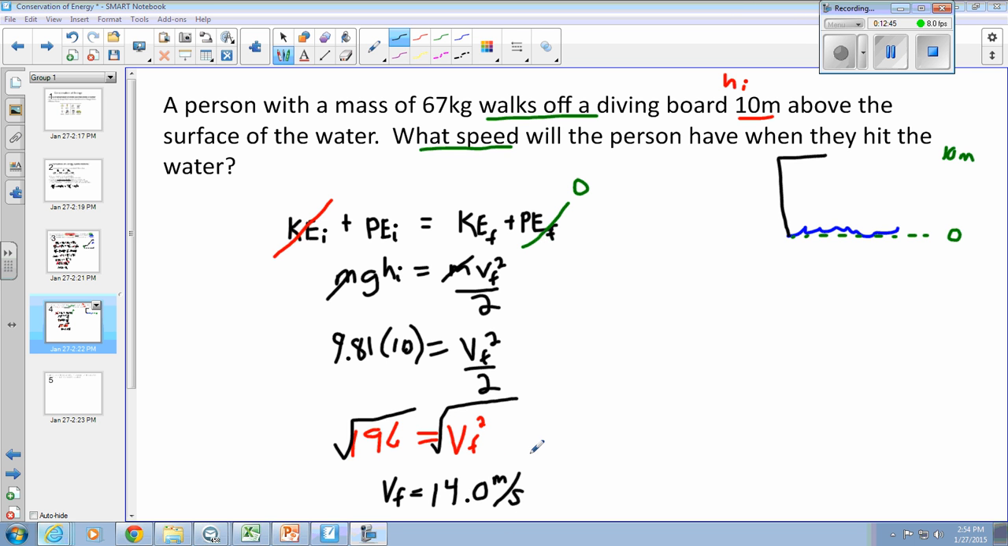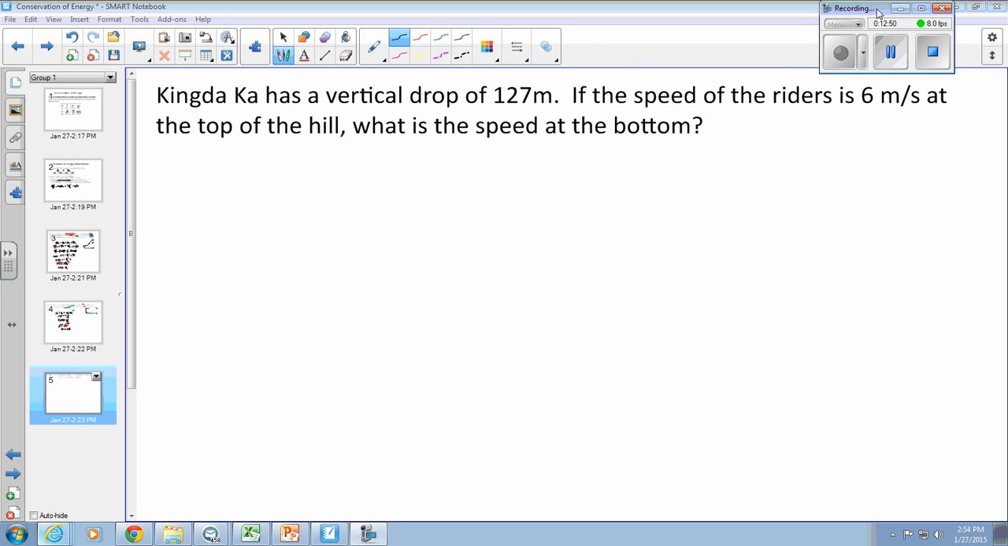V final is equal to 14.0 meters per second. The last question is about a King Ka with a vertical drop. I'm assuming that is some sort of roller coaster ride. Roller coasters are very popular in kinetic and potential energy problems.